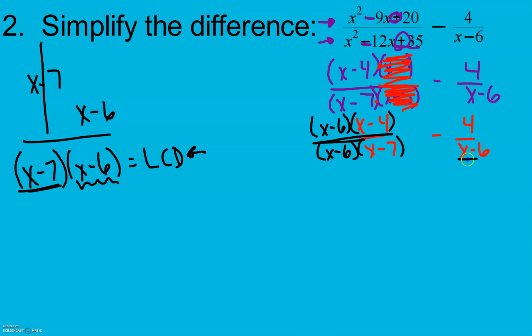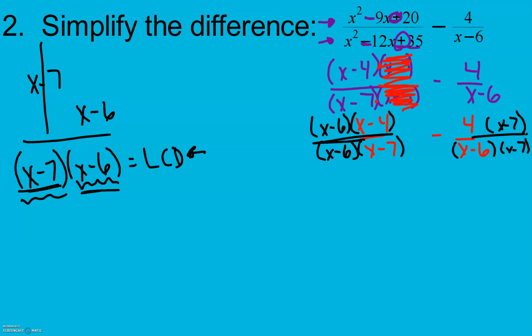Same idea for my second fraction. I have the x minus 6. I need the x minus 7. So I'm going to multiply by the x minus 7, top and bottom.